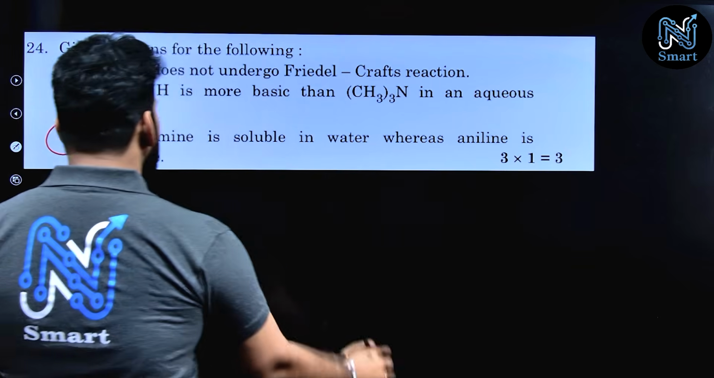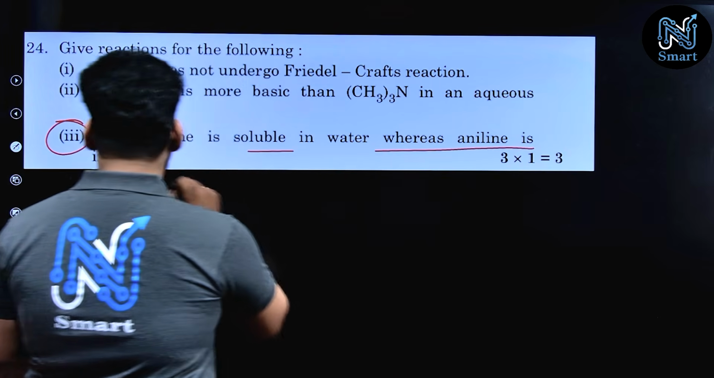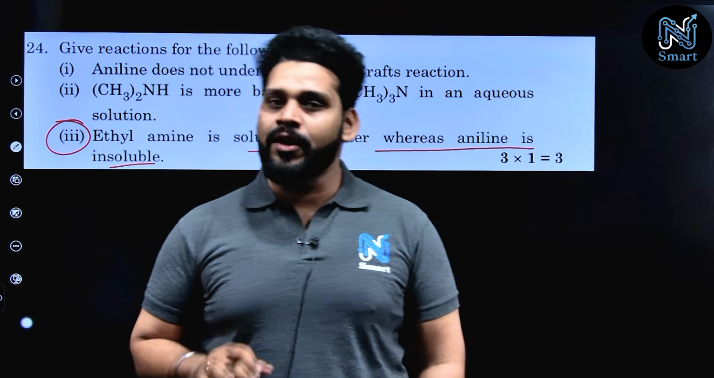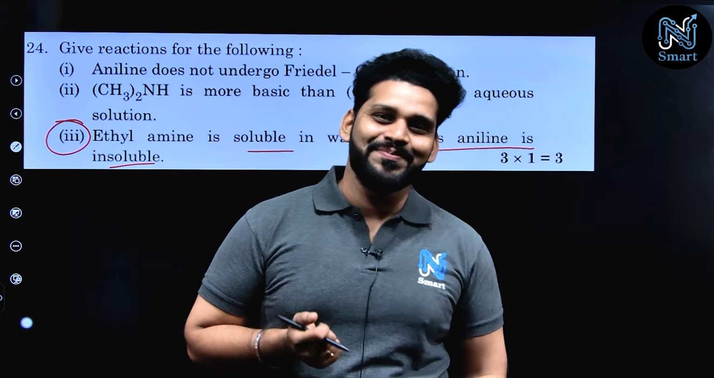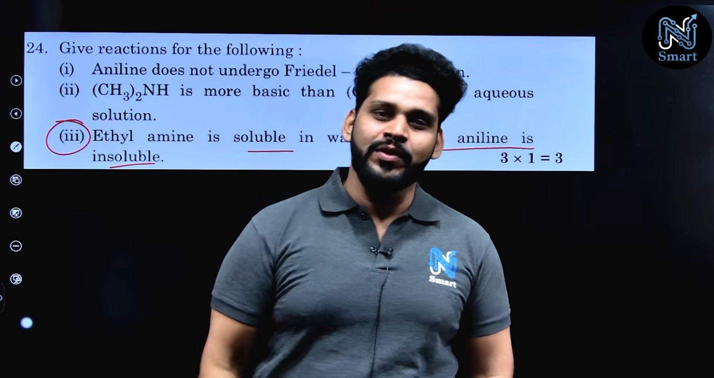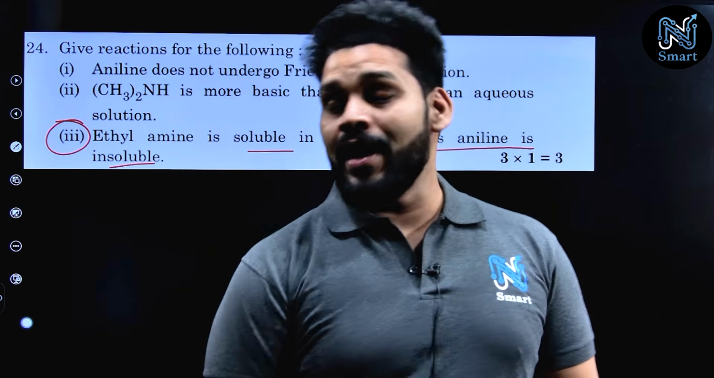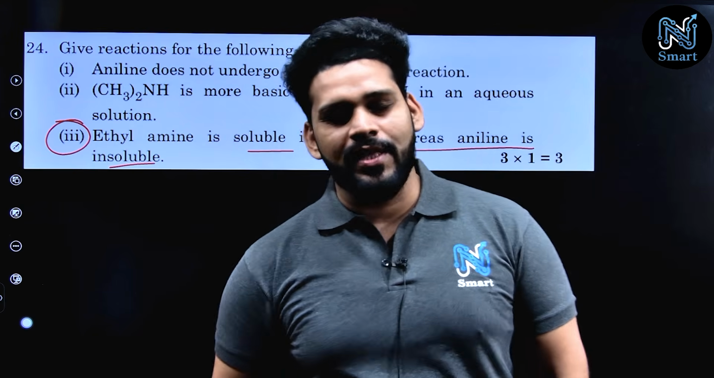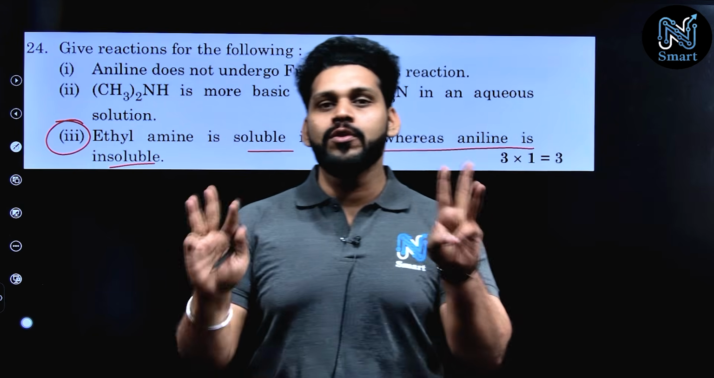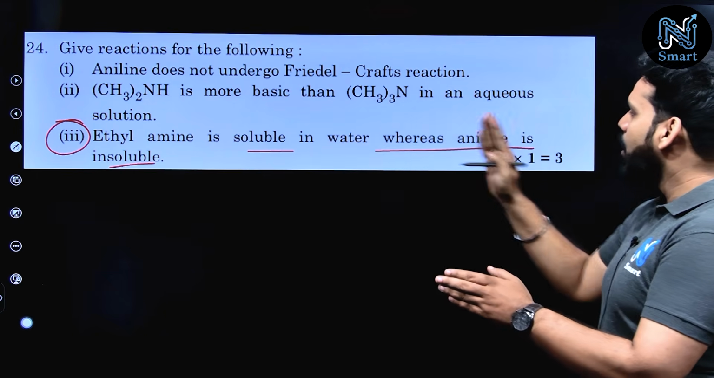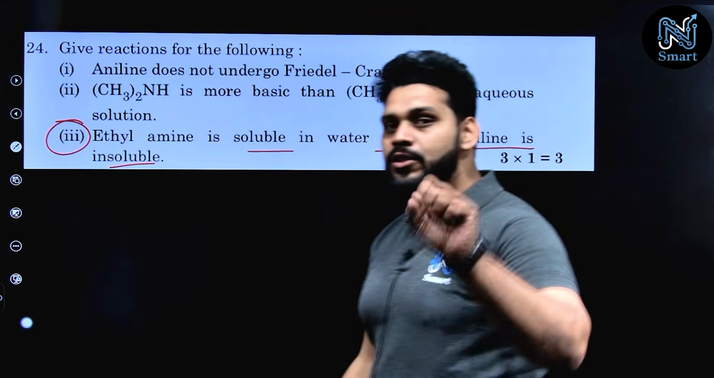Ethyl amine is soluble in water, whereas aniline is insoluble in water. I hope you remember, guys. Both of them are capable of hydrogen bonding, correct? But how many? Can you pause this video and recall: how many hydrogen bonds can ethyl amine make, and how many can aniline make, guys? Very good. The answer is 3. So both of them could make 3 hydrogen bonds, but still ethyl amine is soluble and aniline is insoluble. What was the logic behind this, guys?